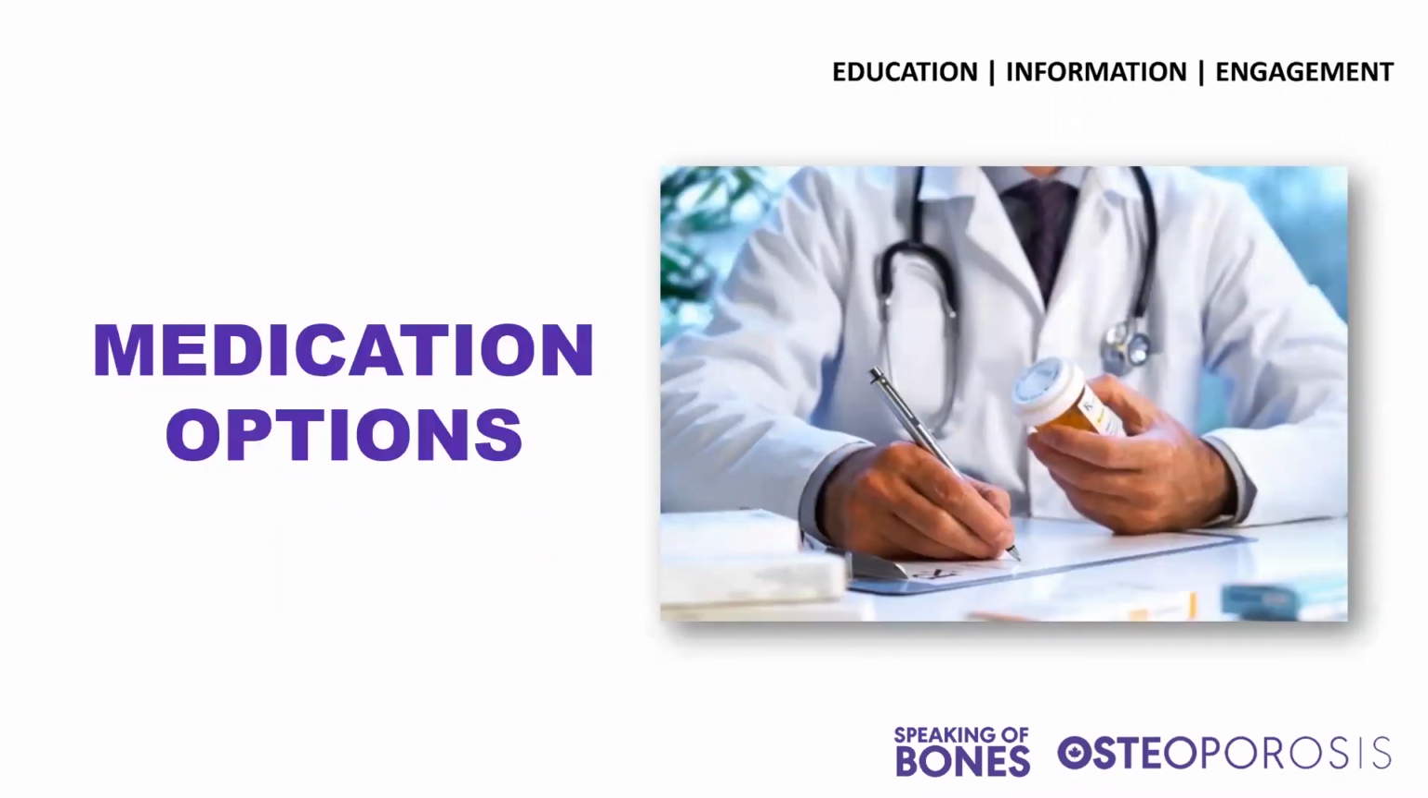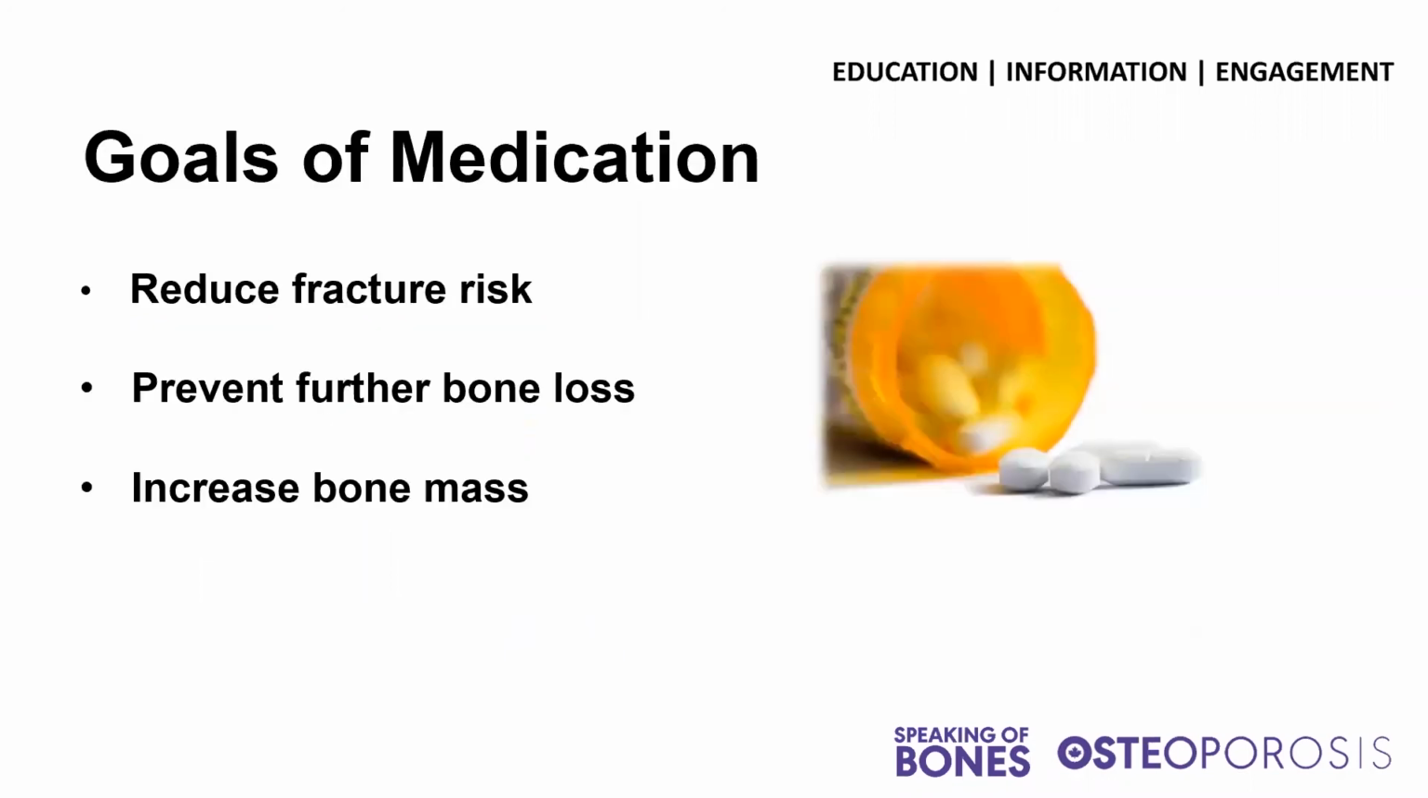So next we'll talk about medication for osteoporosis. The goals of medication are to reduce fracture risk, prevent further bone loss, and increase bone mass. Remember me talking about those osteoclast and osteoblast cells? Well, this is how the medication works. It affects those cells, and so it can either slow down the breakdown of your bone or speed up the building process. We always recommend to discuss with your doctor which medication will be best for you.